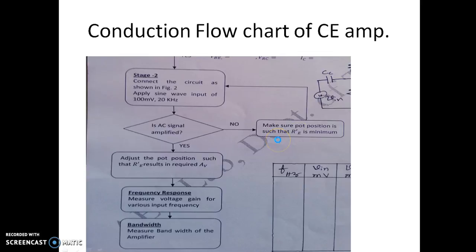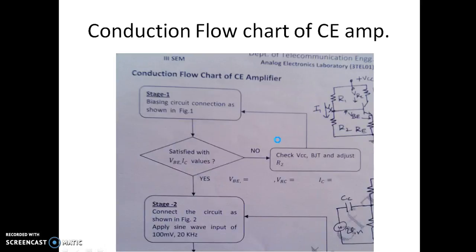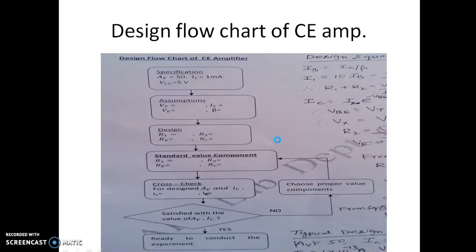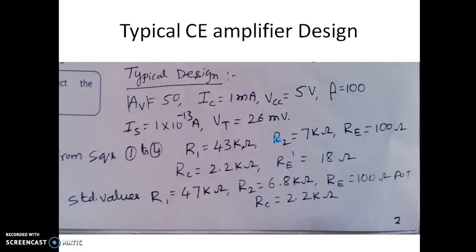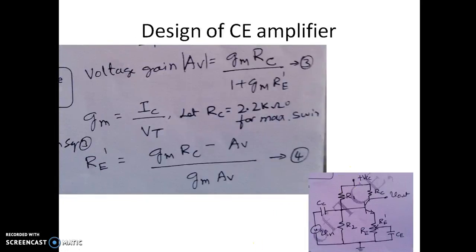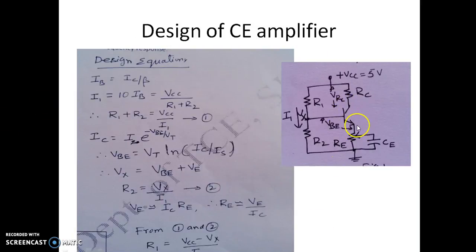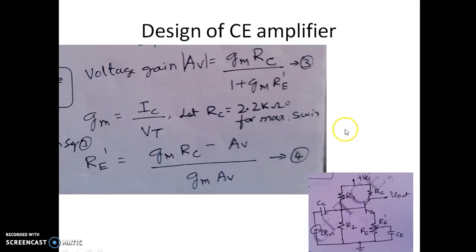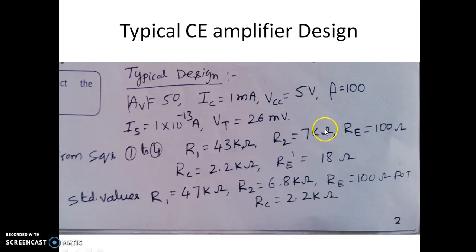So what do you mean by RE dash minimum? As you can see in the previous circuit, we are supposed to have this RE dash. So this should be minimum. We have this RE dash over here so that you are bypassing the entire resistance, so that you'll get the maximum gain over here.